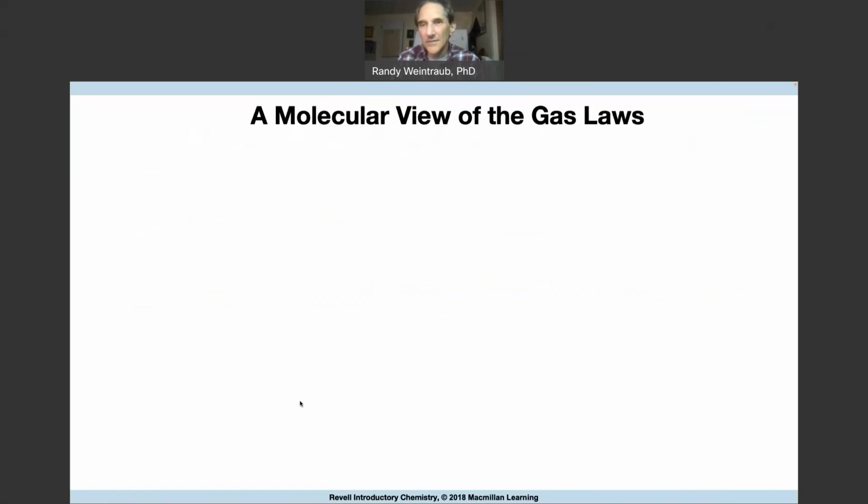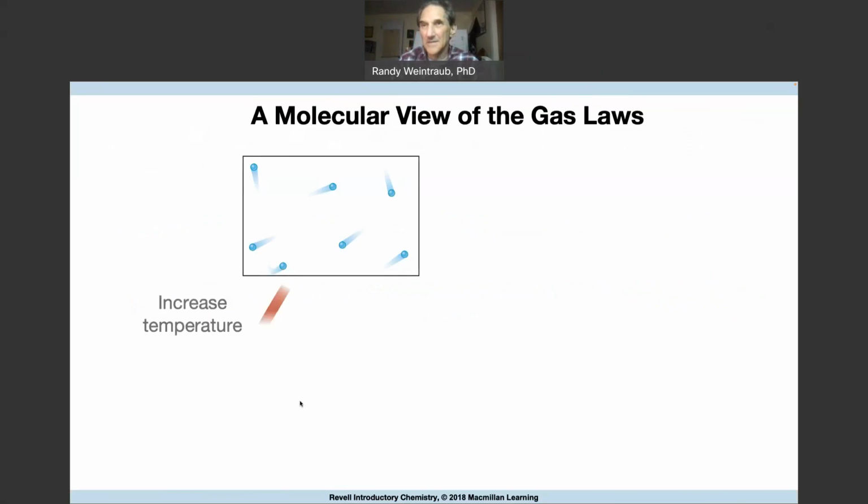So overall, we've seen that there are a number of mathematical relationships, and usually you'll have these provided to solve any problems in a quiz or a test. And we can use these to predict the behavior of a gas.